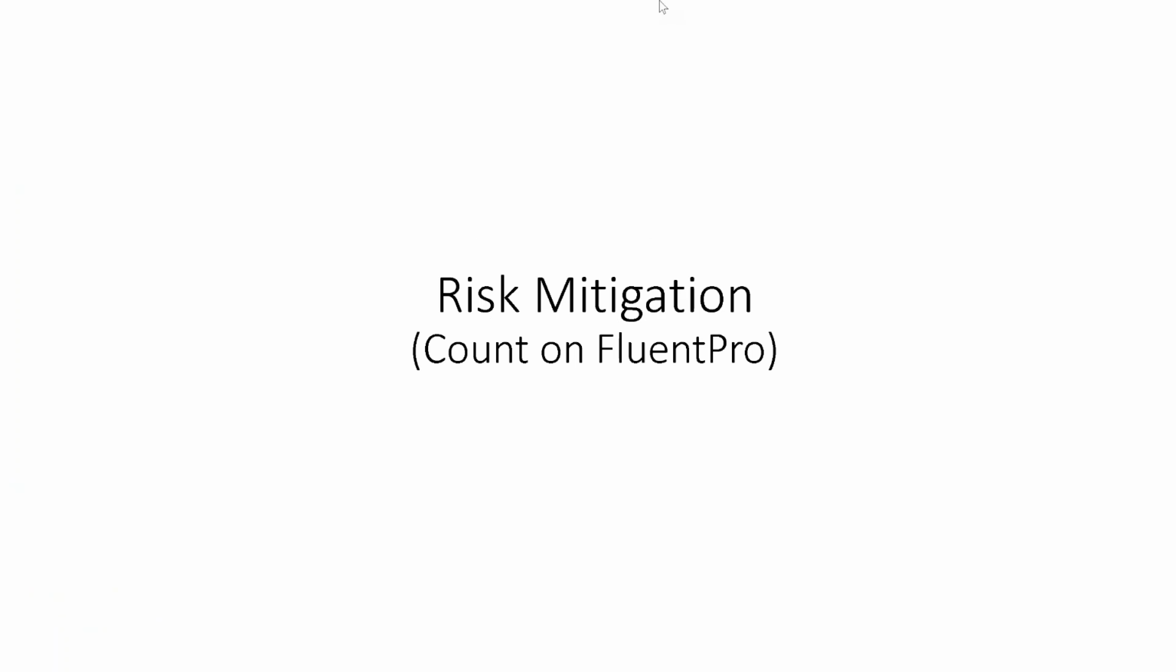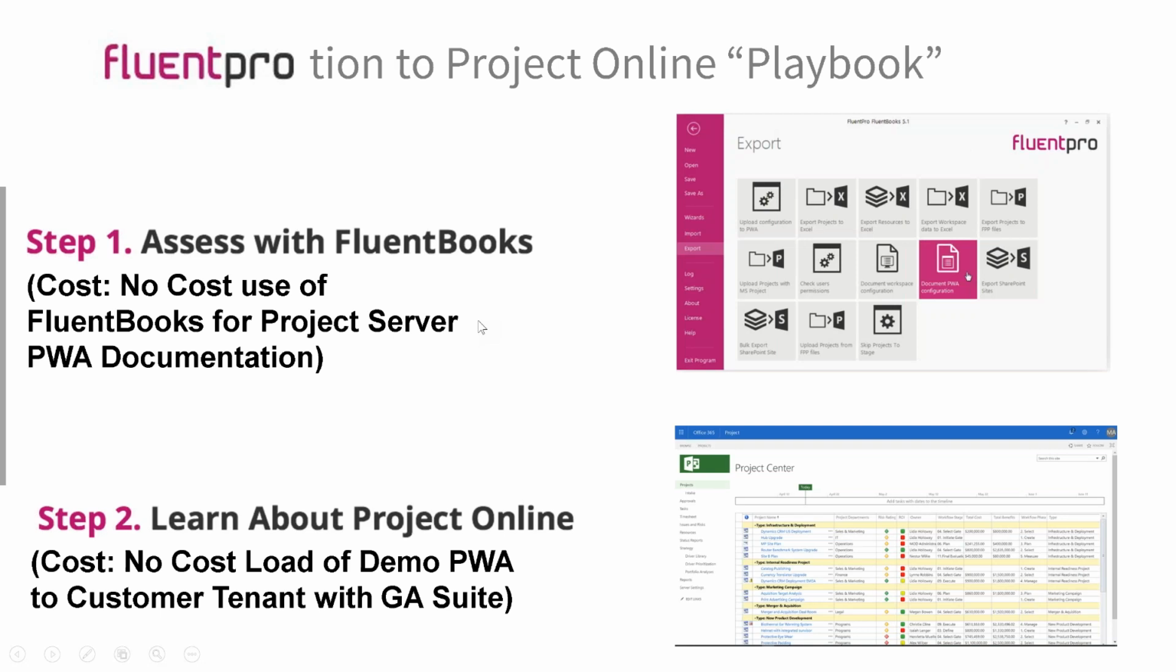So talking about mitigation, count on FluentPro, and that's really one of our strengths, what we have been doing for the last 3 to 4 years. Since I have been here, we have participated in more than 200 migrations, either directly or indirectly. We have the experience. Now what I want to do is talk about a little playbook that we put together for organizations that are thinking about migrating to Project Online.